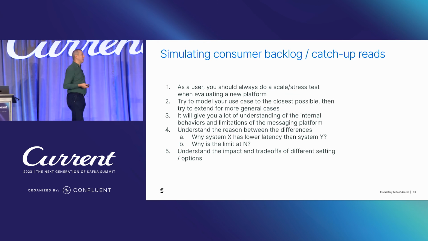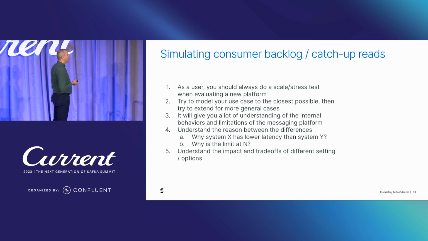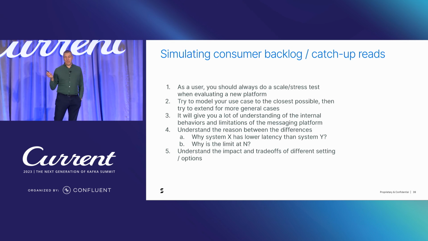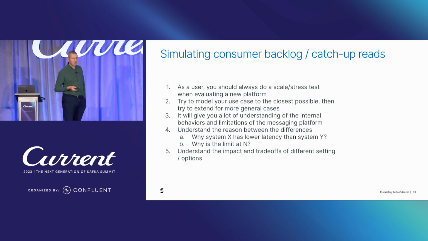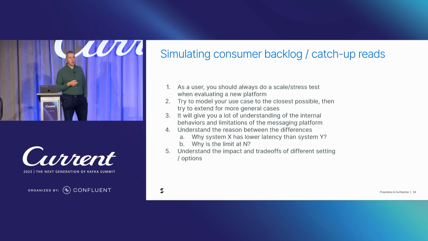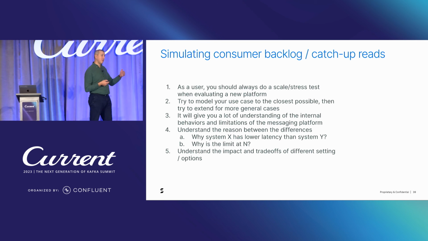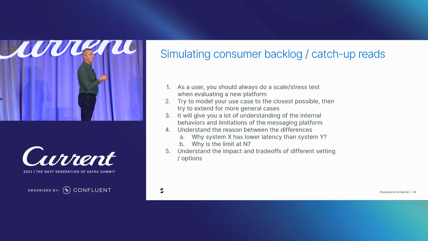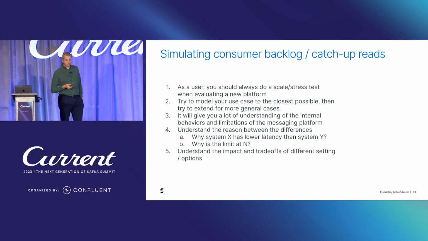And finally, understand the impact and the trade-offs of different settings and options. All systems have tens or hundreds of different configurations, different ways of setting buffers, setting limits here and there, and changing one of them will impact your performance. It might improve it in one sense and make it worse in another. For example, you may increase throughput on one side but make latency worse. So you should be testing all these different conditions.